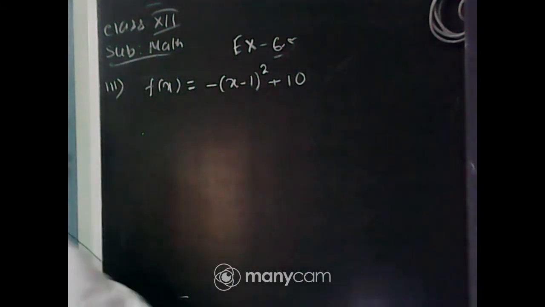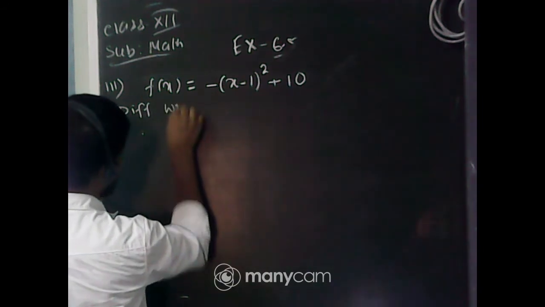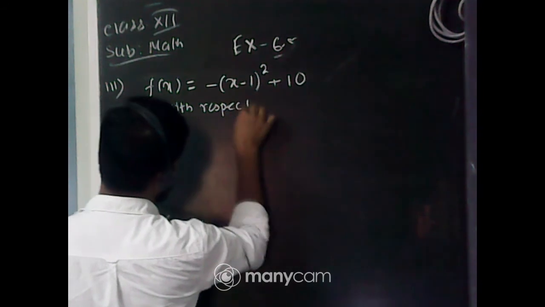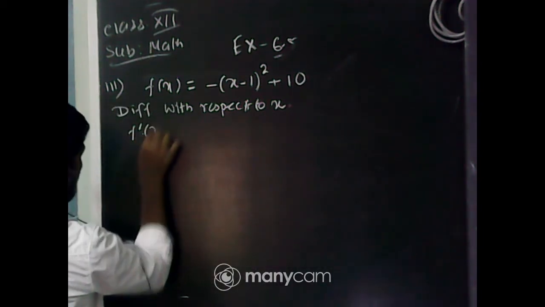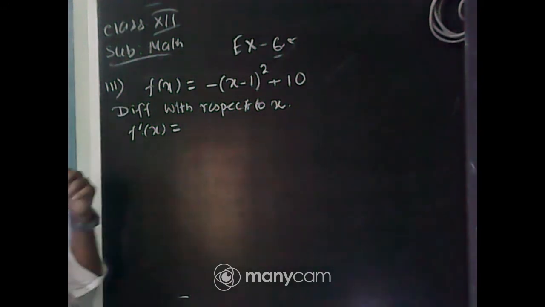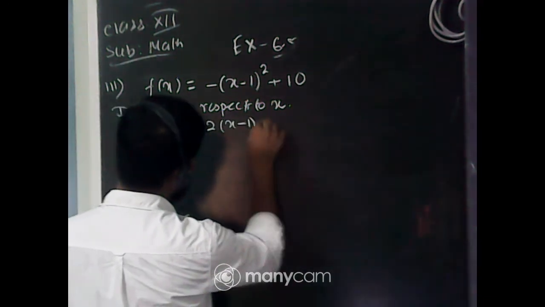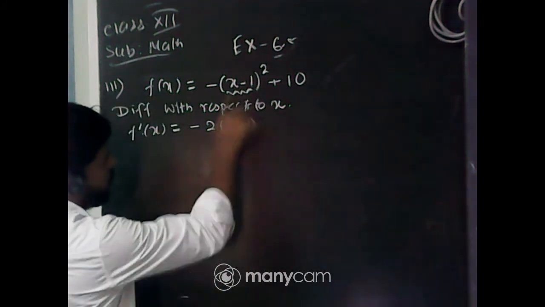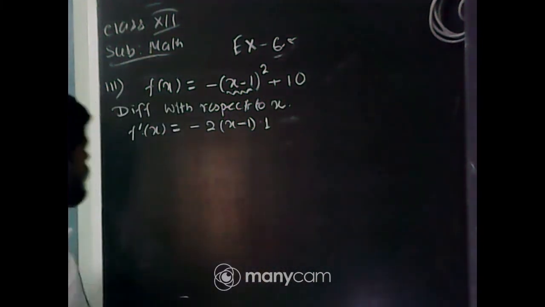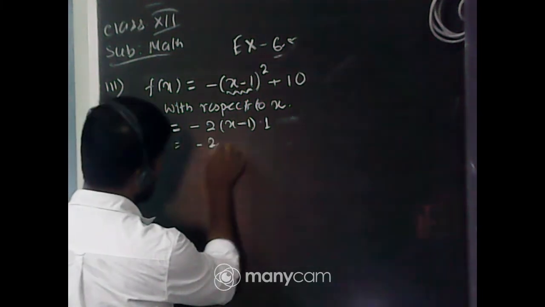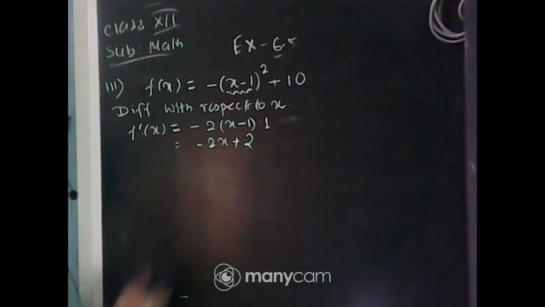So first we'll differentiate this expression. Differentiating with respect to x, we have f dot x is equal to, if I differentiate minus of x minus 1 whole square, it will be minus 2 into x minus 1 into the derivative of this term, and the derivative of this term is 1. The derivative of 10 is 0, but no need to write this one. So that means minus 2x plus 2. So this is the value of f dot x. Now differentiate f dot x again with respect to x.